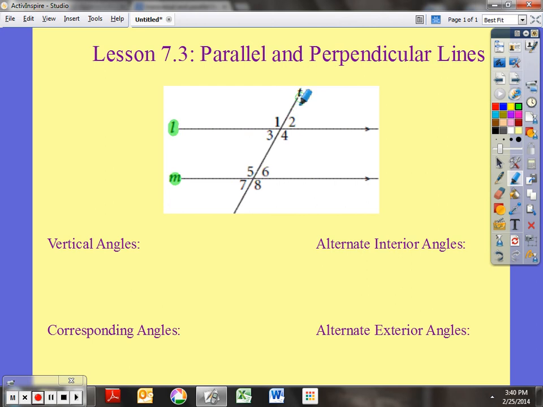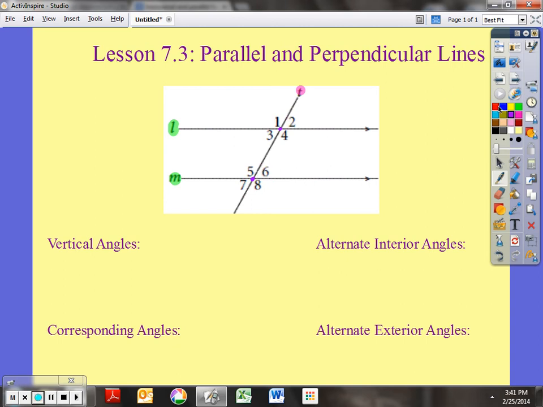Now I see this other line coming across, and it's great that it's labeled with a T, because that is a transversal. A transversal is a line that cuts across a pair of parallel lines. Now when that happens, there's a bunch of special relationships that occur. First thing I notice is I have 1, 2, 3, 4, 5, 6, 7, 8 angles. And all those angles are formed by really two vertices. So angles 1, 2, 3, 4, they all share that vertex in the middle. Angles 5, 6, 7, 8, they all share this vertex.